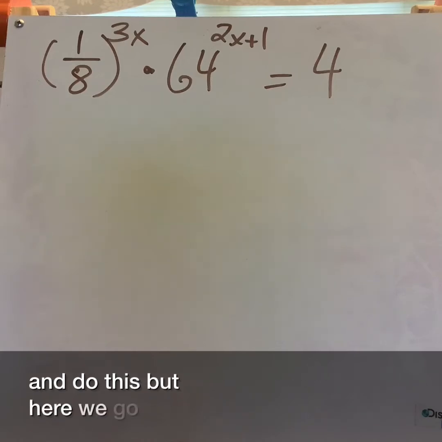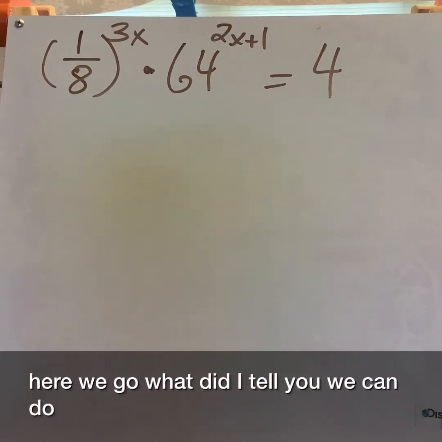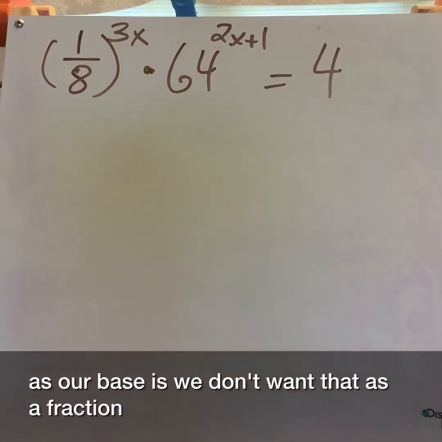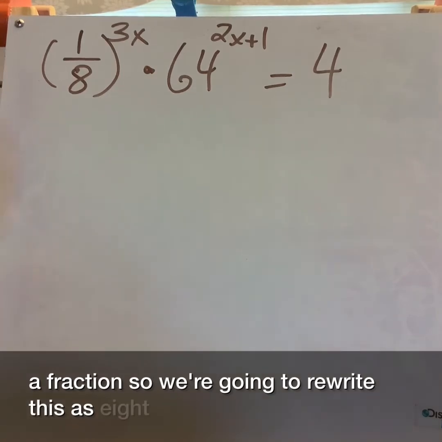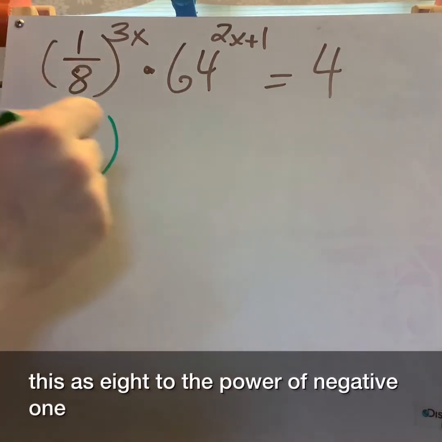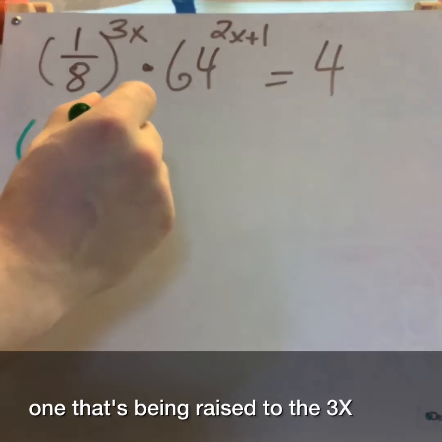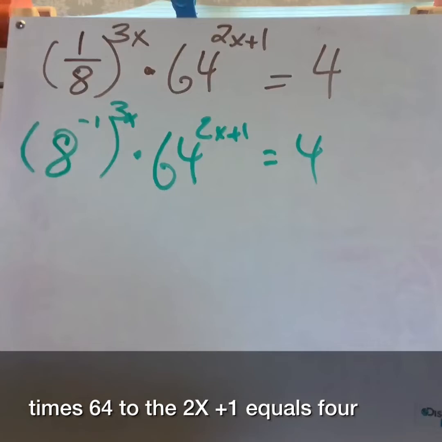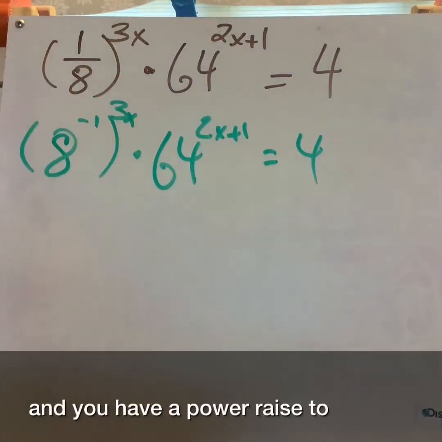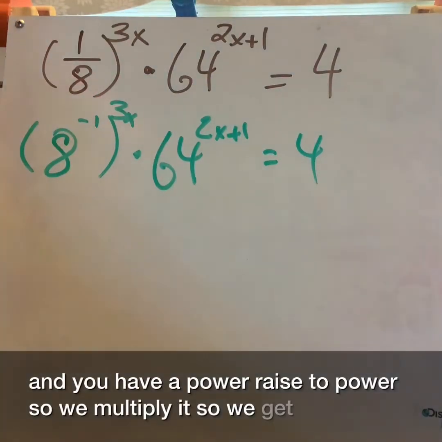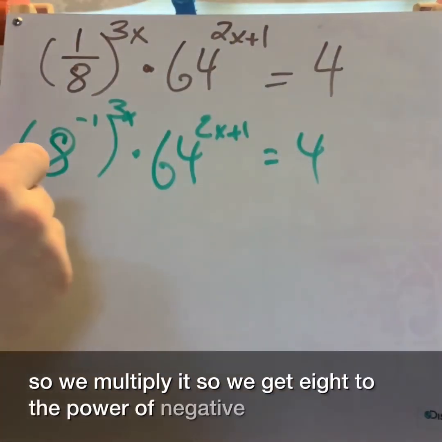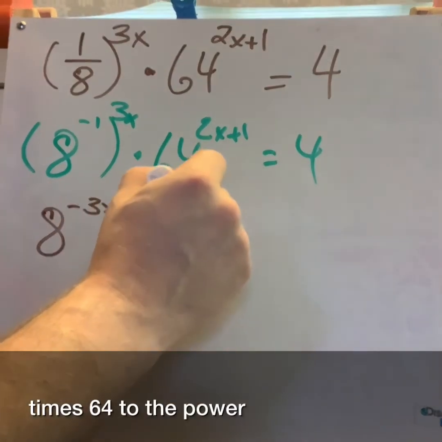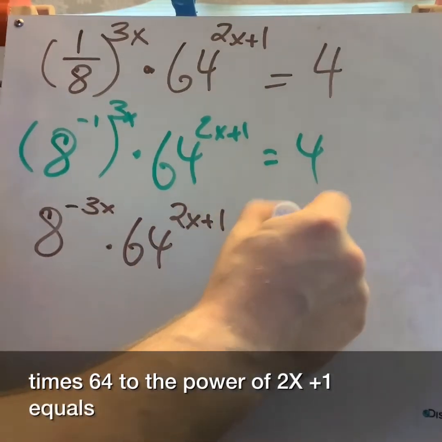But here we go. What did I tell you we can do when we have a fraction as our base? We don't want that as a fraction. So we're going to rewrite this as 8 to the power of -1, being raised to the 3x, times 64 to the 2x plus 1 equals 4. And you have a power raised to a power, so we multiply. So we get 8 to the power of -3x times 64 to the power of 2x plus 1 equals 4.